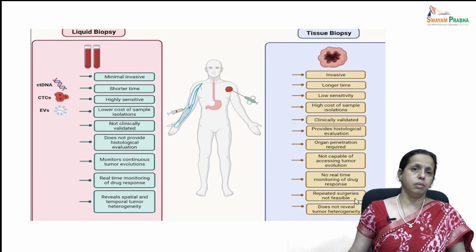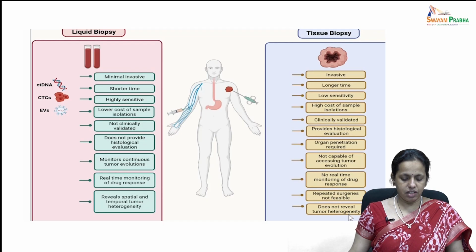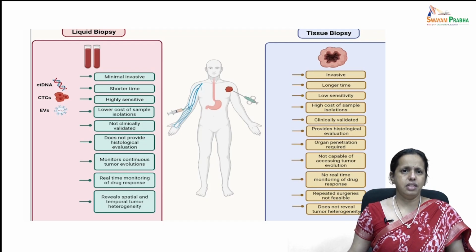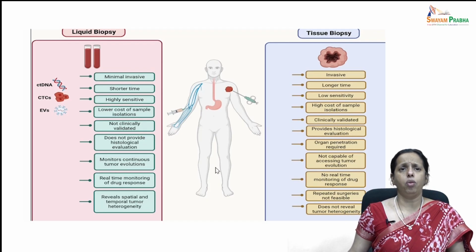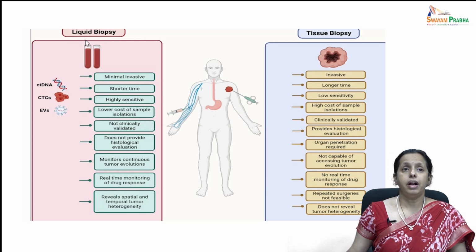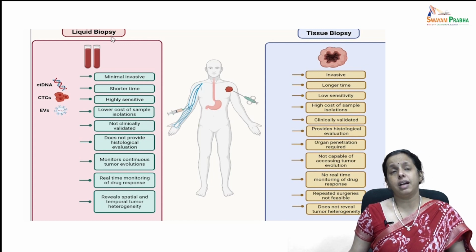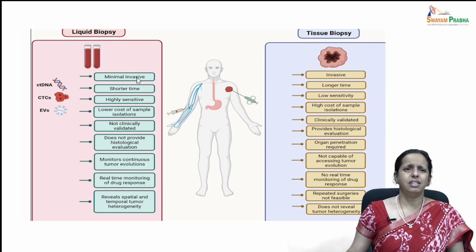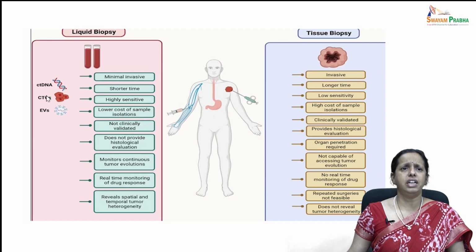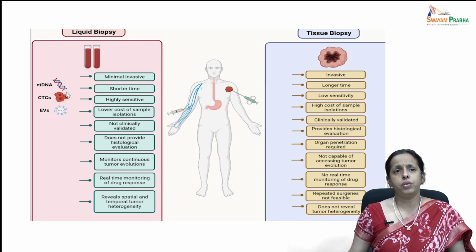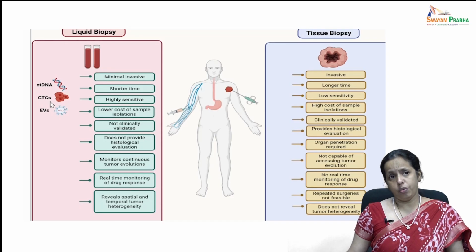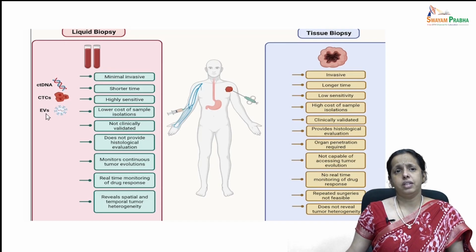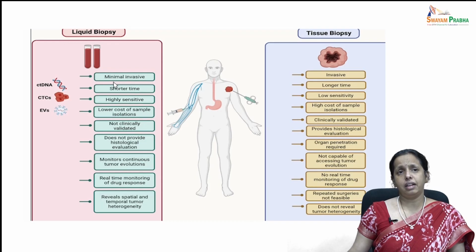And you cannot subject the patient to repeated surgeries, and as I said, it does not reveal how heterogeneous your tumor is. Whereas when you come to liquid biopsy, which I will definitely go into detail in this particular session, it's like your blood. So these are all the entities which you look out for. You look out for ctDNAs, you look out for CTCs, then your EVs. I'll explain in detail what exactly each of them is.